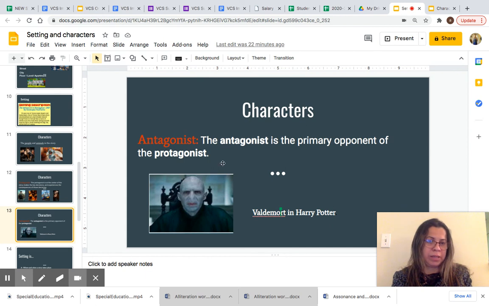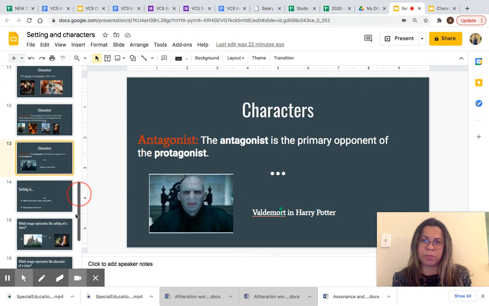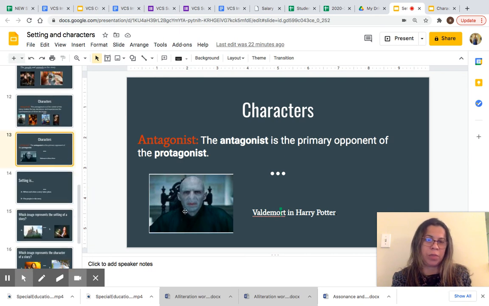On the other hand, you have antagonist. The antagonist is the primary opponent of the protagonist. So it is the person who will fight the protagonist, the person who goes against the protagonist. An example would be Voldemort in Harry Potter. Voldemort is an example of an antagonist.